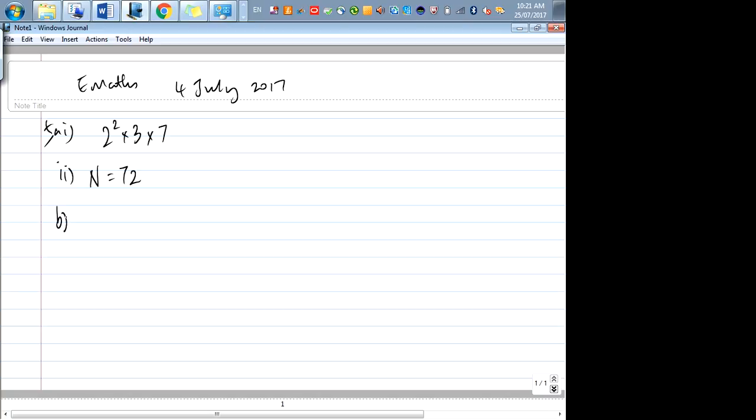Part B. Number of elements in A union B is 11. Okay, A union B, there should be 11. Anybody needs help for this? Then the next part, the elements are 16, 14, 2, 8, yes?